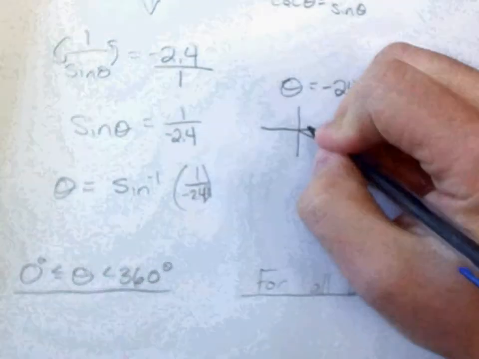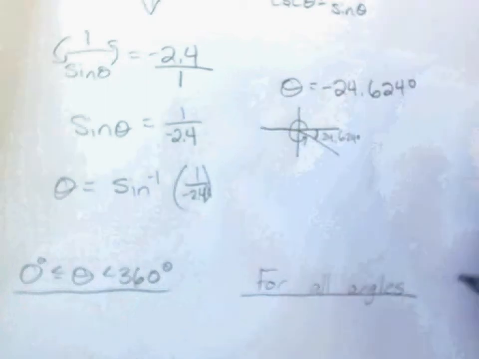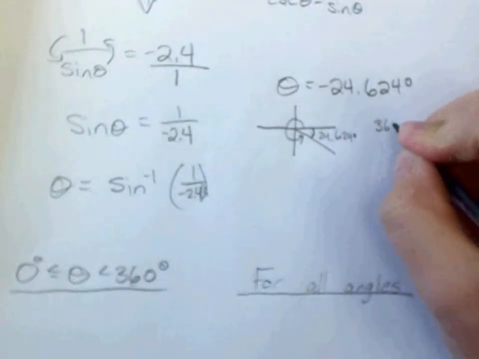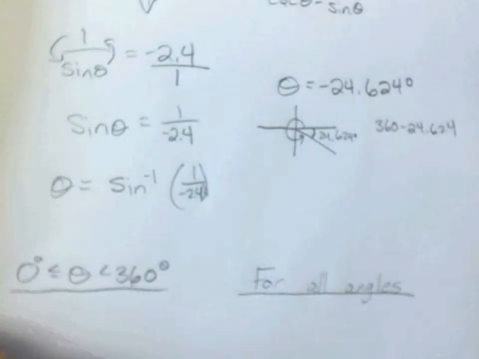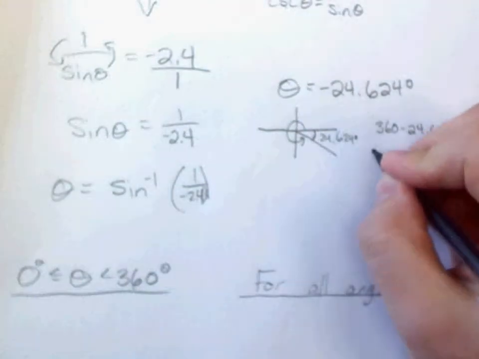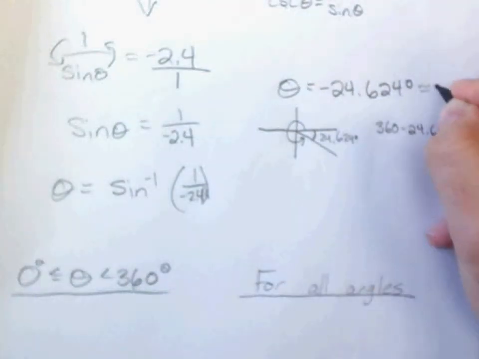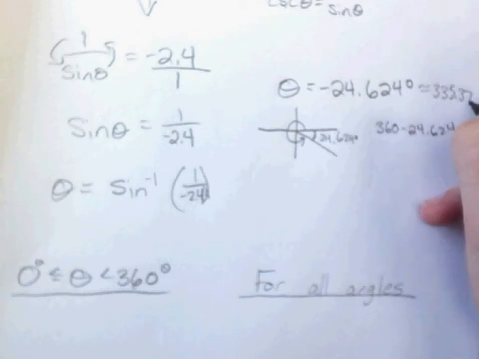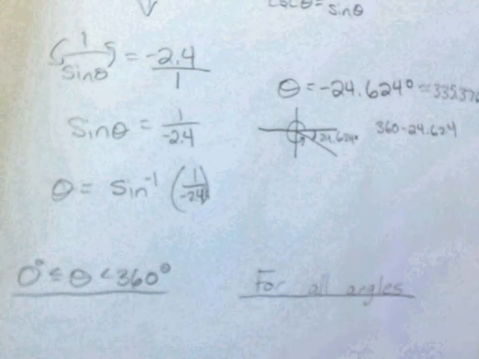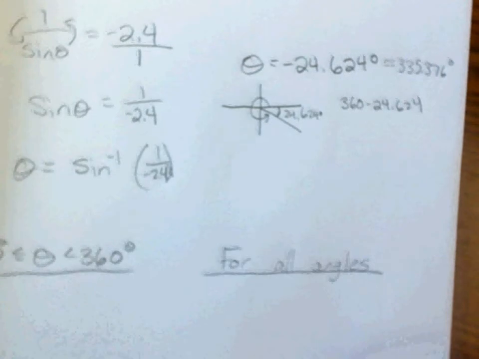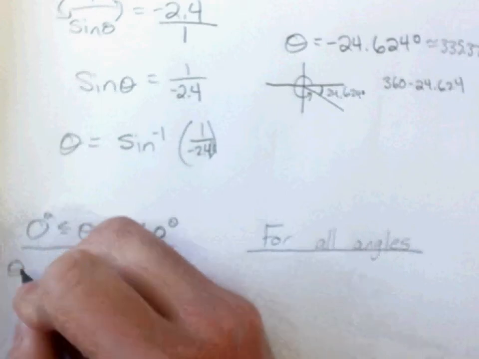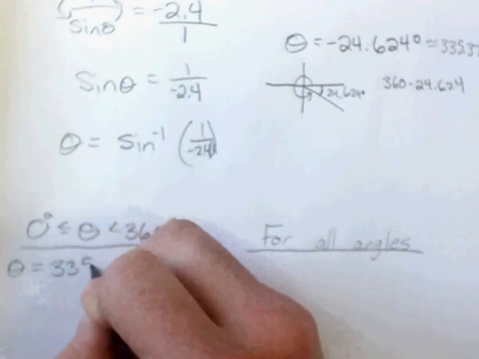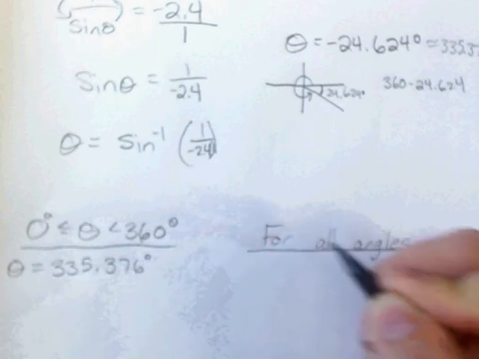To get the other measurement of that angle, I just need to say 360 minus 24.624. And I get approximately 335.376 degrees. So that is one of our answers. So if I was solving for theta between 0 and 360, I have theta equals 335.376. You can round that to 3.8 if you'd like.